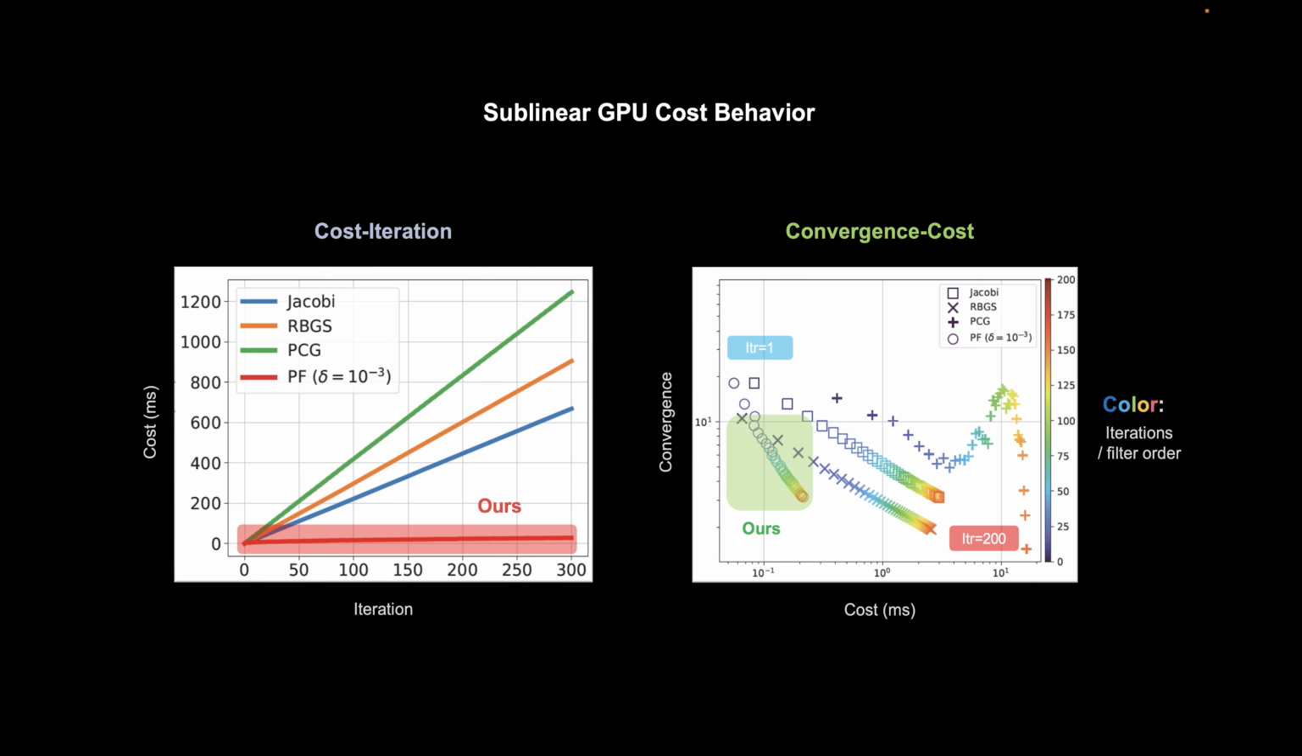Let me give you an example of how we can read this plot. Say we want to compare an order 200 Poisson filter to RBGS. We see for the same desired residual, Poisson filters run approximately 4 times faster than RBGS, and for the same desired cost, the Poisson filter solution results in a residual that is almost twice as good as RBGS.